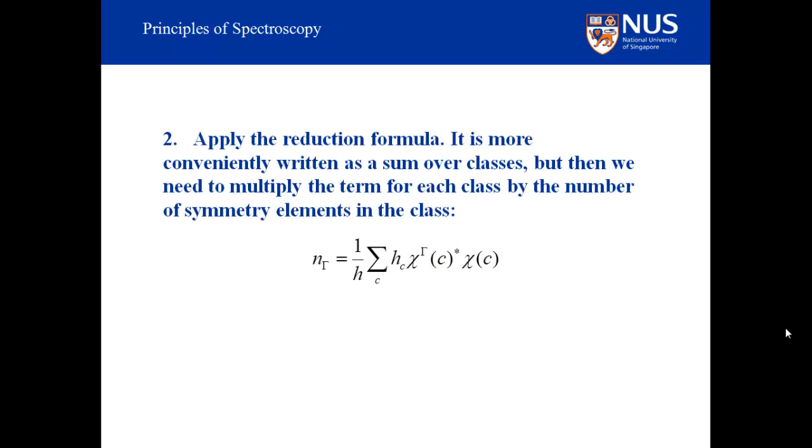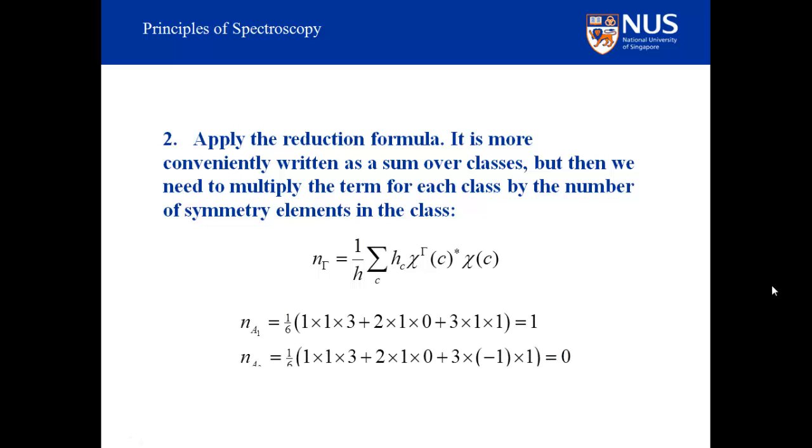Next, we need to apply the reduction formula. It is more conveniently written as the sum over classes, but then we need to multiply the term for each class by the number of symmetry elements in the class. In the C3V point group, there are 6 symmetry operations, but 3 classes, that is, the identity, the rotational axes, and the mirror planes.